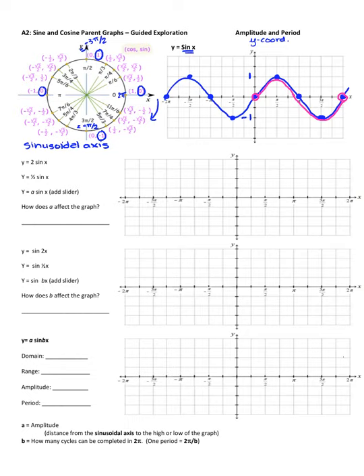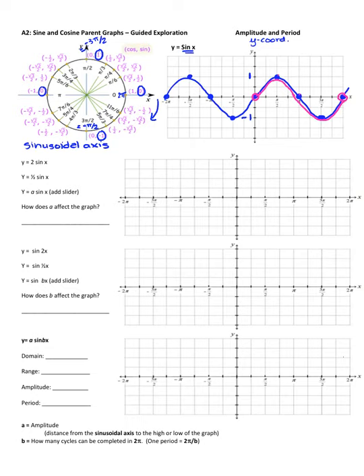All right, so notice that it hits 0 at the beginning, the end, and the middle. Then it hits a high of 1 and a low of negative 1. It can never go beyond that, your parent graph, because the unit circle only has a radius of 1. So it will always fall between 1 and negative 1. That is your parent graph. And I want to emphasize where we got those points: just from the y coordinates of your quadrantal angles on the unit circle.